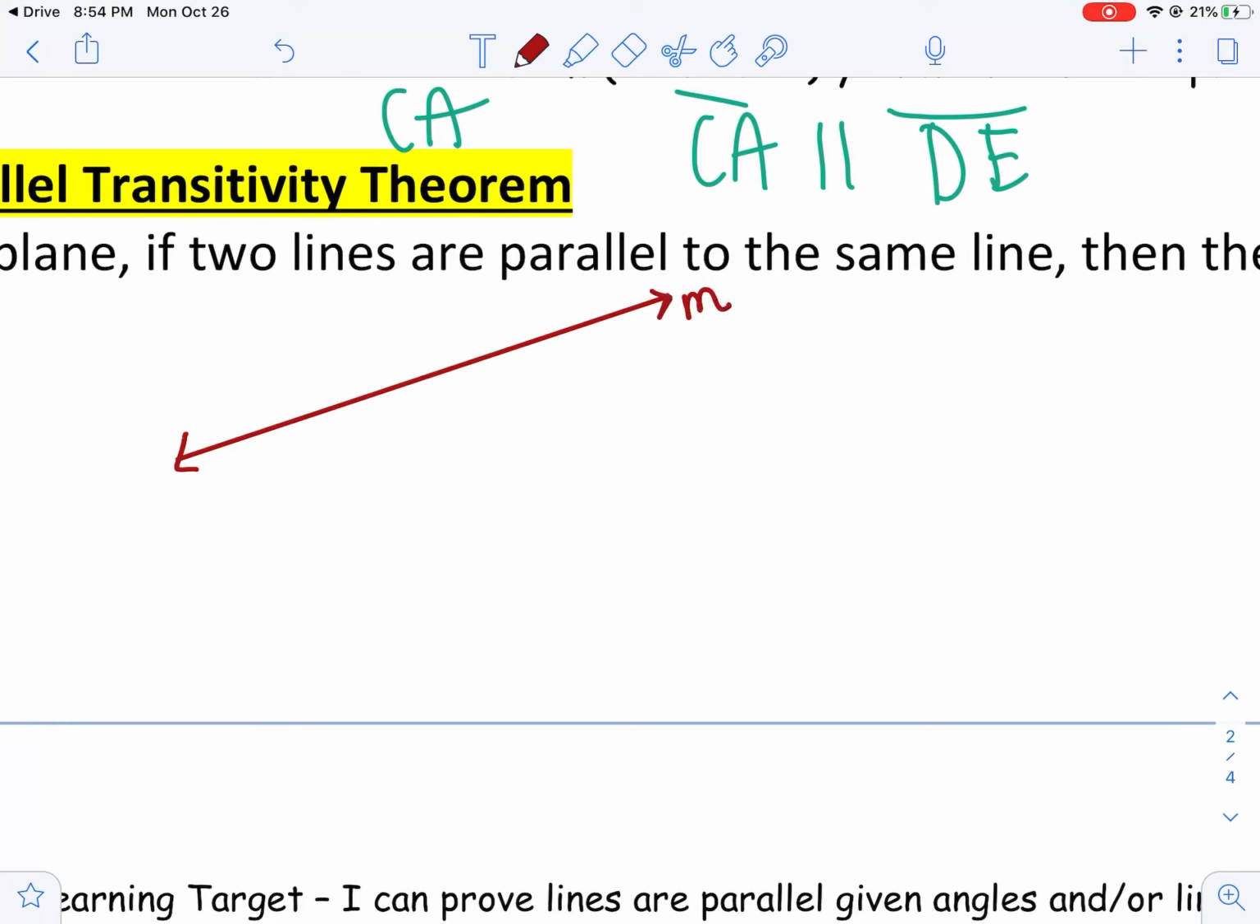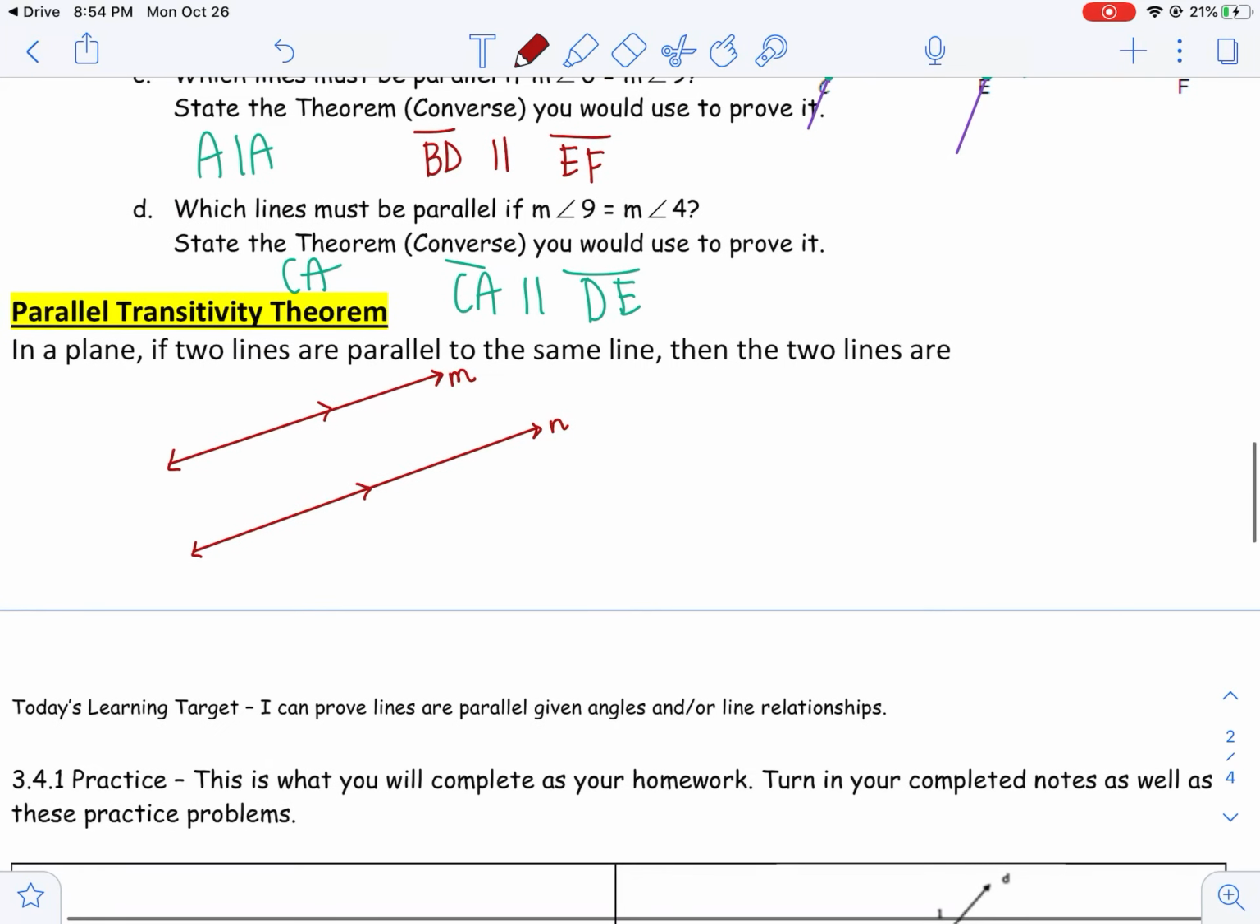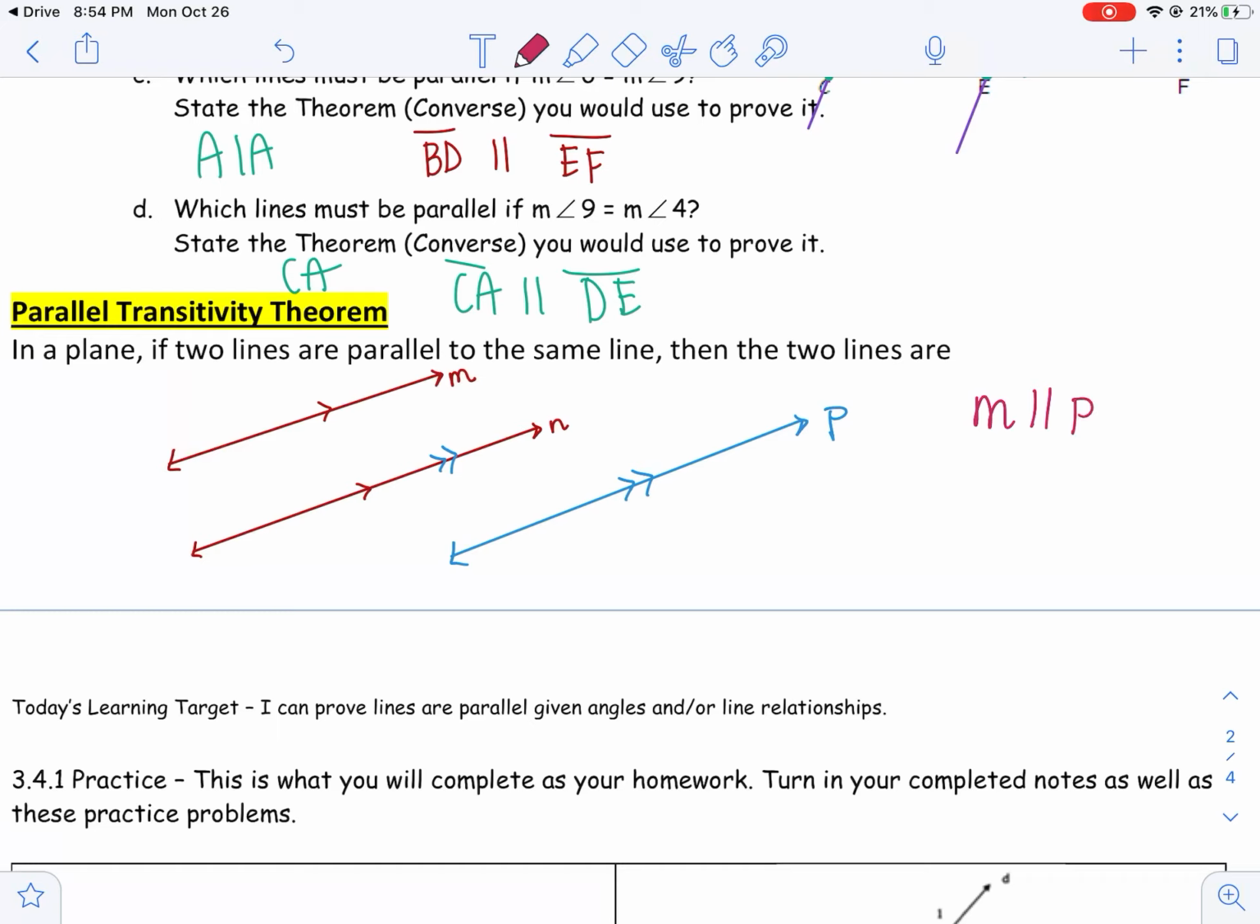And I know that M is parallel to N. But I also know that P is parallel to N. Okay? So, wouldn't it make absolutely so much sense if P were parallel to N, if M were parallel to N, that M would also be parallel to P?